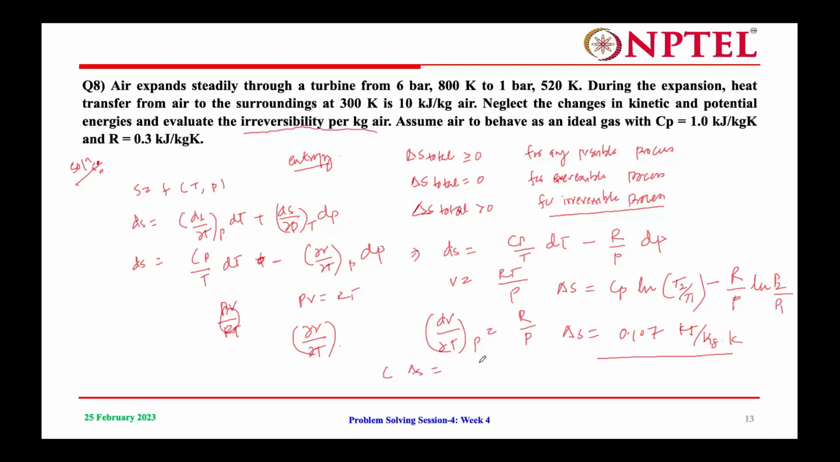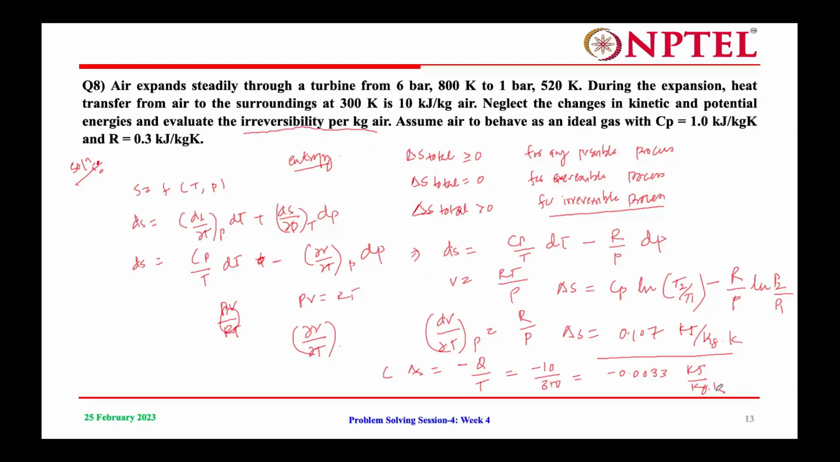So the entropy change is equal to dQ by T, right? From air to surrounding means air is the system, so heat transfer from air to the surrounding has a negative sign. So minus 10 divided by 300 Kelvin, which is equal to minus 0.0033 kilojoule per kg Kelvin, right?